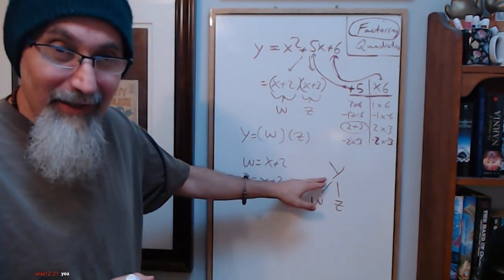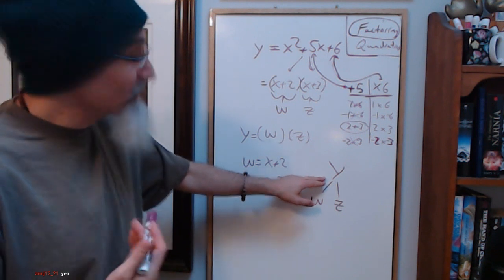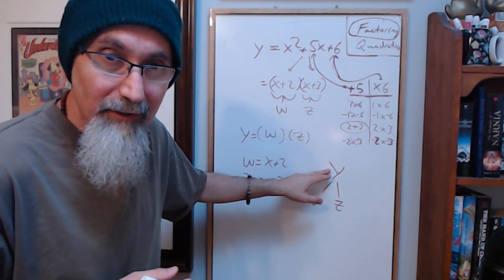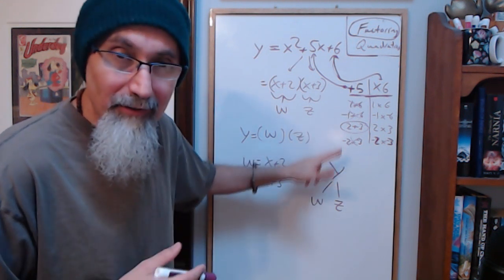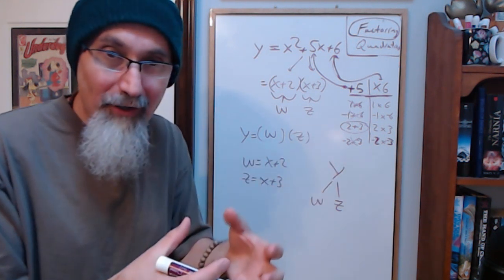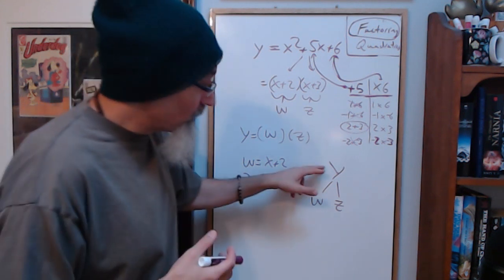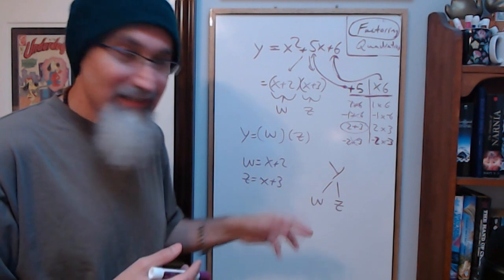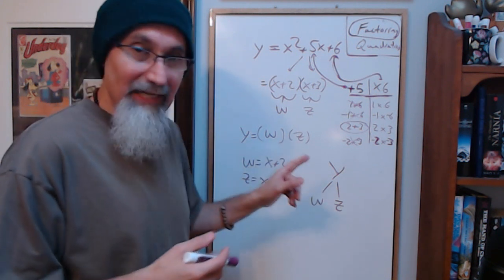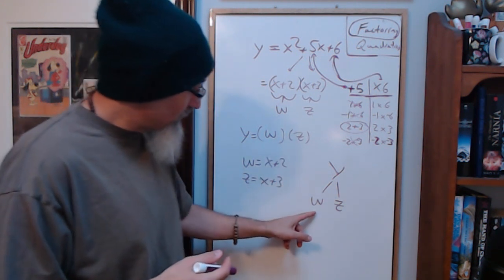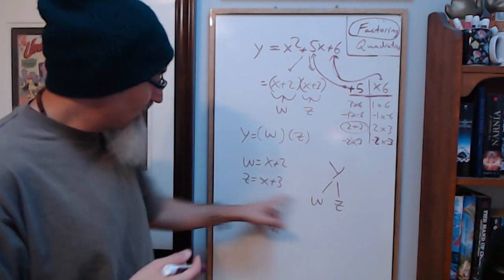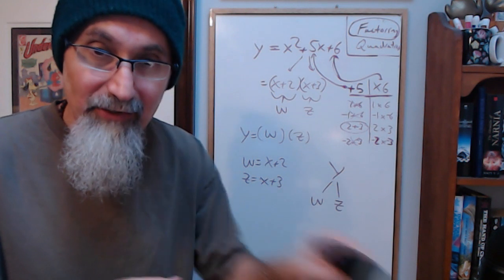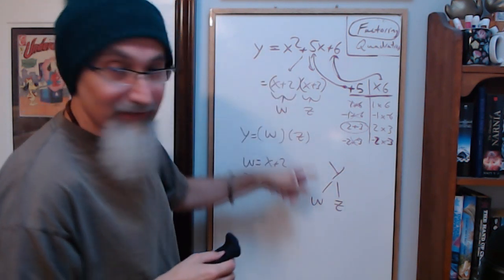So consider y. For us right now, y was this function, but it could be H2O, it could be water, it could be a number, it could be another compound we're breaking down. We broke y down into a w and a z. Wow, y is made up of w and z. What's w? w is x plus 2, and z is x plus 3. I'm going to do a little cleaning house, and then we're going to graph this.